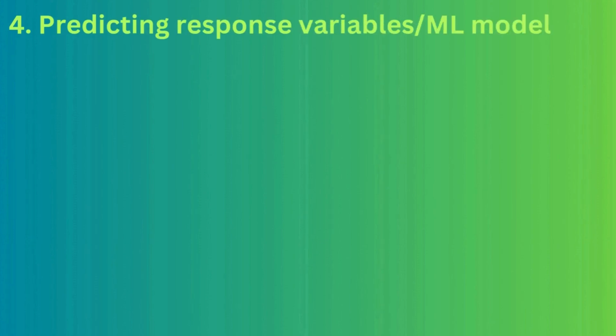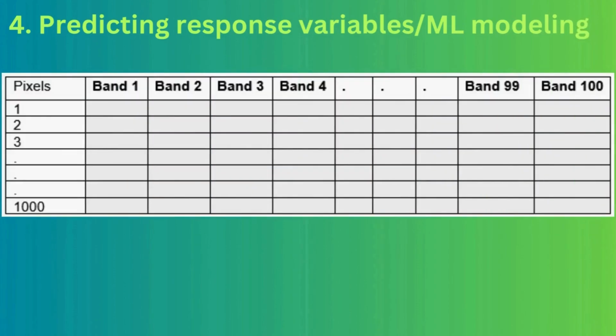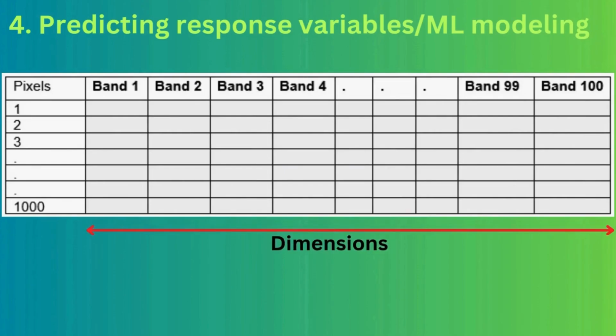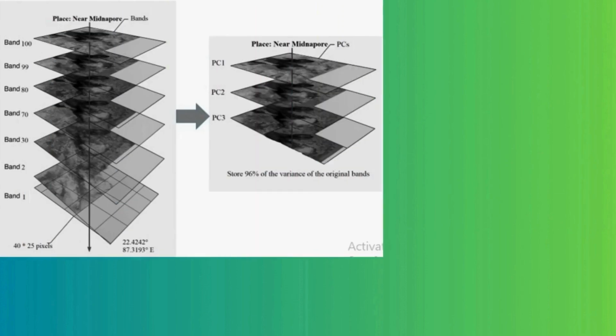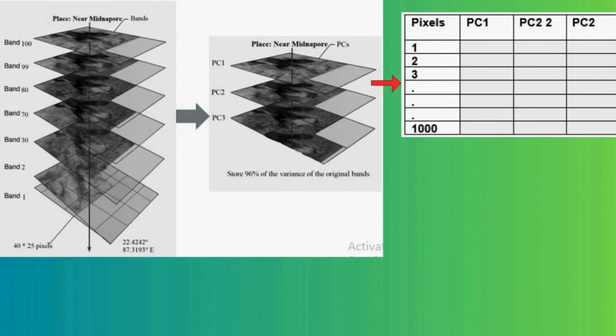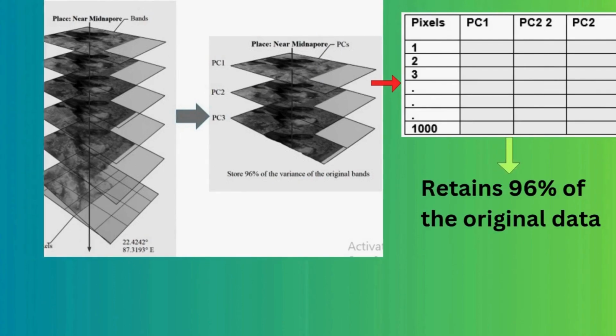For example, suppose we have 100 bands with each band having 1000 pixels in an area. So the data structure is here. So 100 bands correspond to 100 dimensions. But by applying principal component analysis, we can reduce them into fewer dimensions, which reduces the data size, reduces the burden on our PC, and speeds up the modeling. Here, I extract 3 principal components from 100 bands, which together capture 96% of the original data.